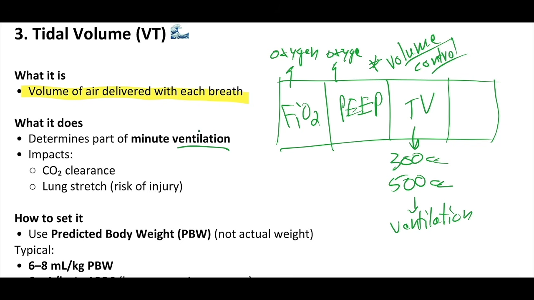So tidal volume is part of minute ventilation, and we've talked about minute ventilation on the channel before as well, but minute ventilation equals respiratory rate times tidal volume. This is literally the cc's of air that the lung is getting delivered every minute, right? Because it's the tidal volume, which is the amount of air delivered with each breath, times the respiratory rate, which is the amount of breaths per minute. So it makes sense that that is the minute ventilation. And this helps with CO2 clearance, right? Because you're going to have more minute ventilation, that the CO2 is going to be able to diffuse into the alveoli, and then you could breathe that out.